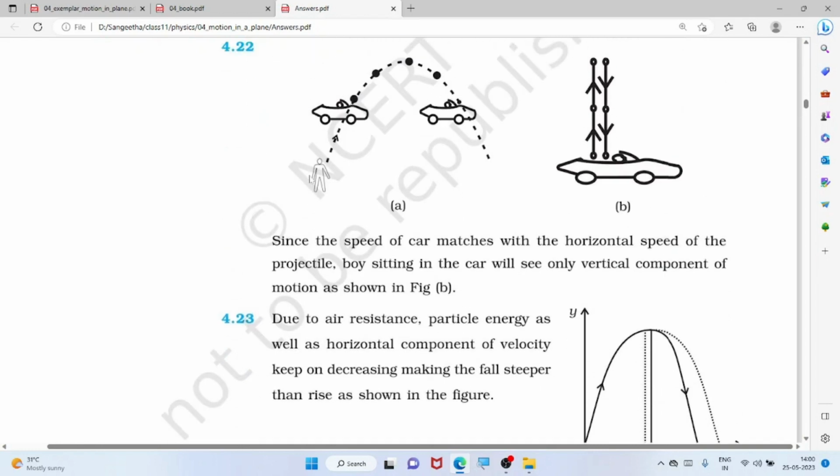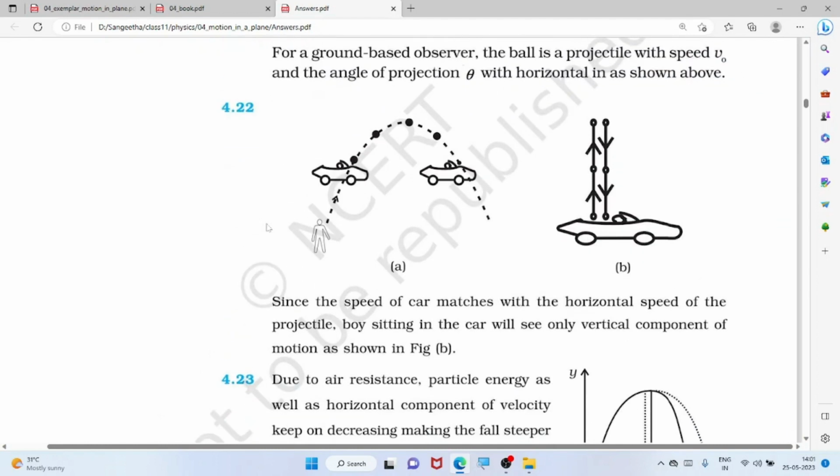Since the speed of the car matches the horizontal speed of the projectile, the boy sitting in the car will see only the vertical component. The horizontal component is the same as the car speed, so only the vertical component will be seen.